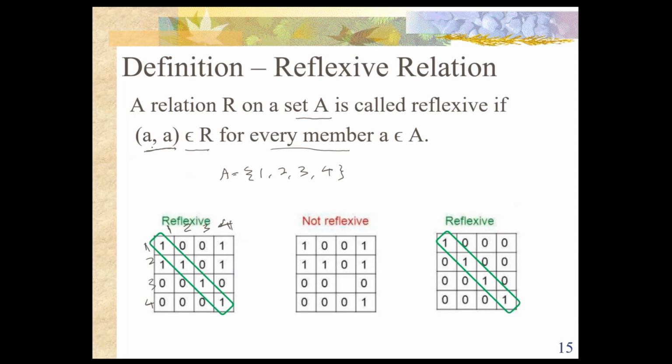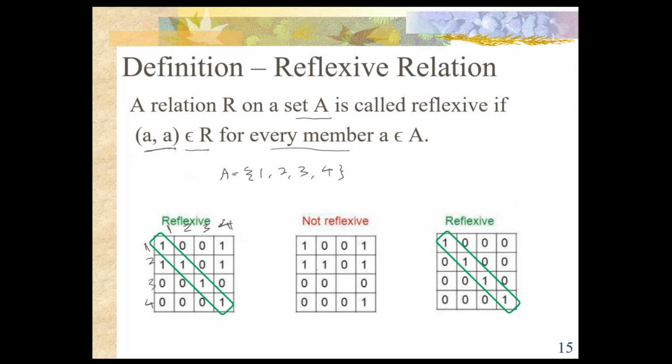AA instead of AB, you know, if AB means different, it means different elements. Because AA means the same element with the same value. You see, 1, 1, 2, 2, 3, 3, 4, 4, which will happen along this diagonal line, the cells along this diagonal line, or this reflexive line as well. So you see here, all the values are 1, therefore reflexive.